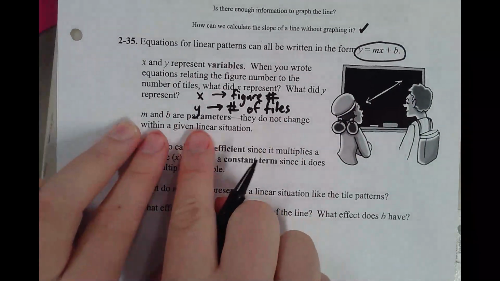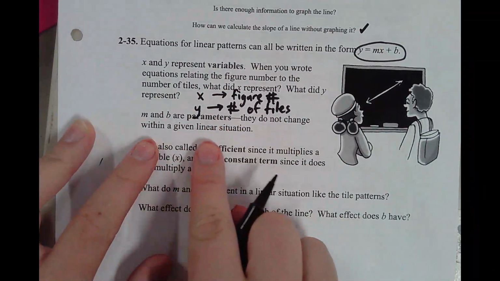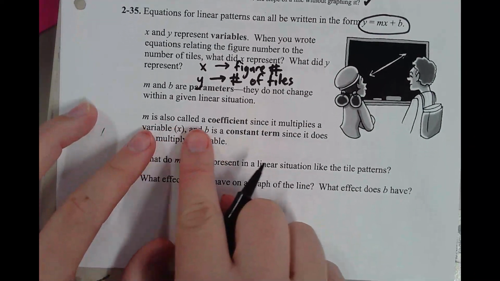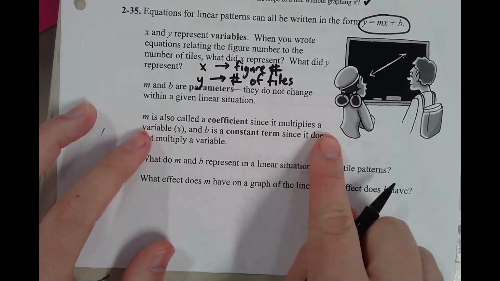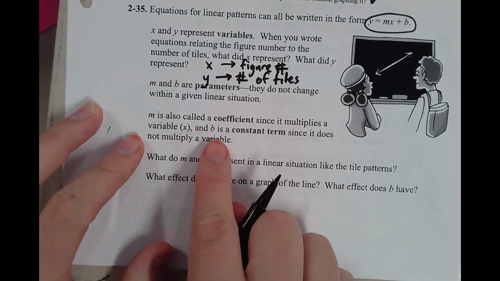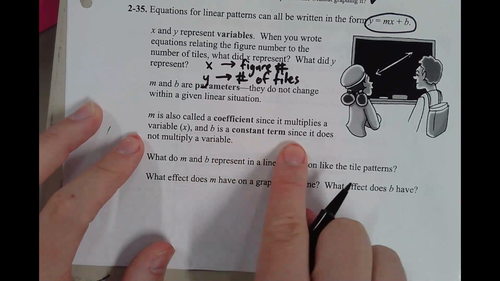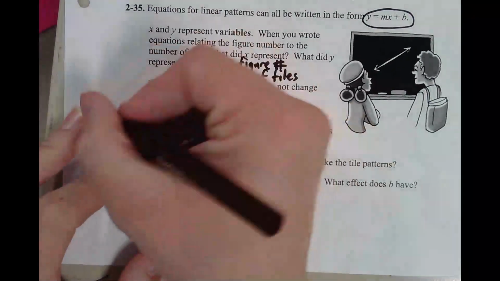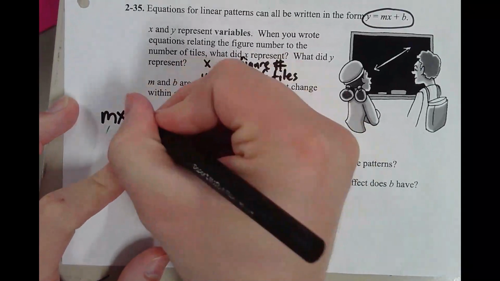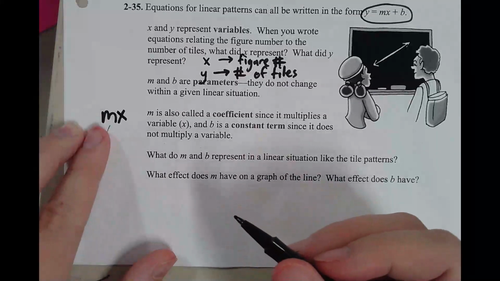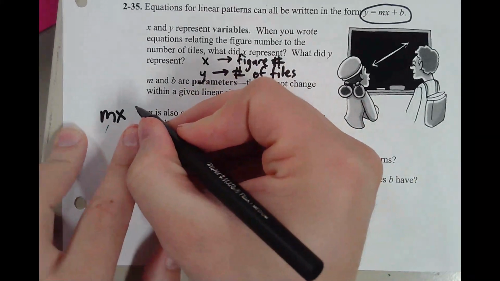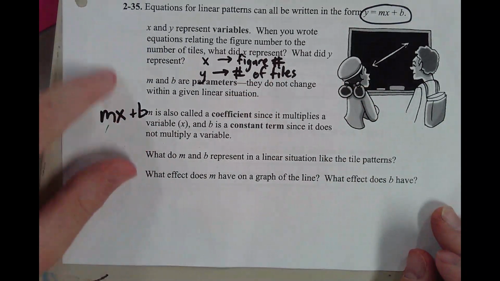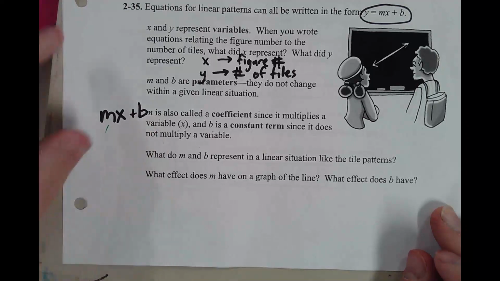Okay, it says m and b are parameters. They do not change within a given linear situation. M is also called a coefficient since it multiplies a variable x. And b is a constant term since it does not multiply a variable. Okay, essentially m is in front of x. So you're multiplying by m. And then b is just a constant term. It does not change. It's just, if it's plus 3, it's always plus 3.